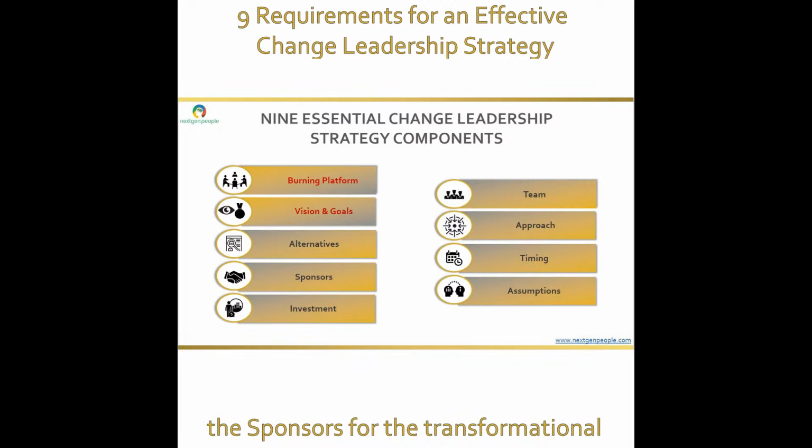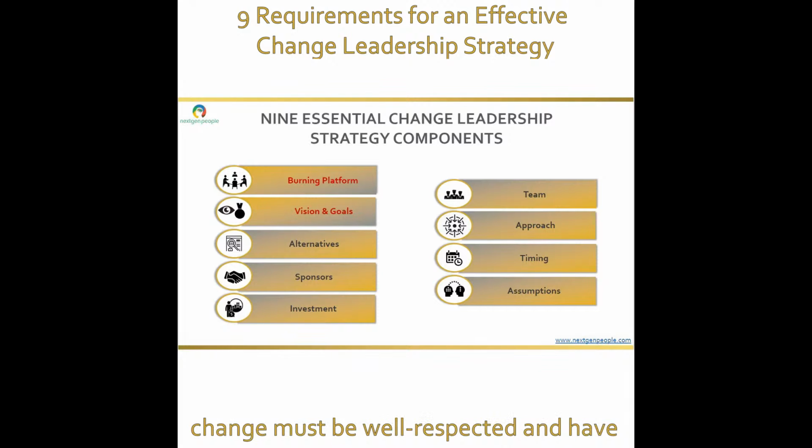Number 4, the sponsors for the transformational effort need to be identified, present, powerful, and known. So these sponsors are champions, and they are heard in order to gain influence and to gain support that is going to be needed. For an organization to make a change that affects the entire workforce, sponsors need to lead that change.